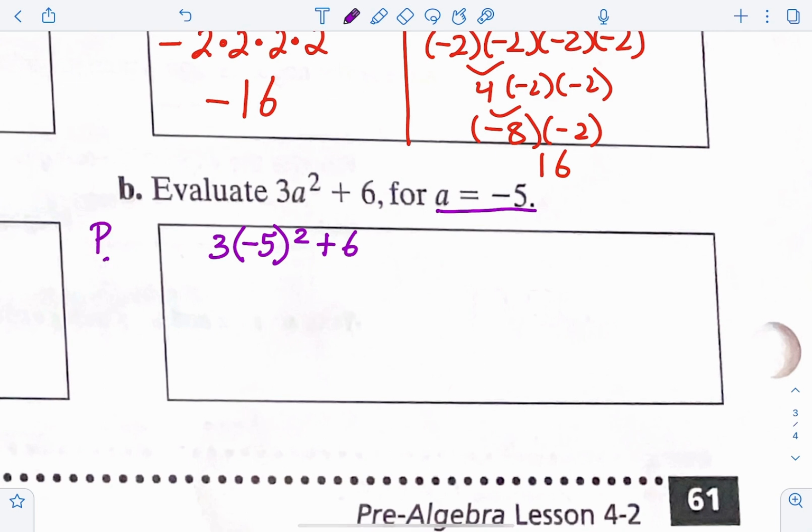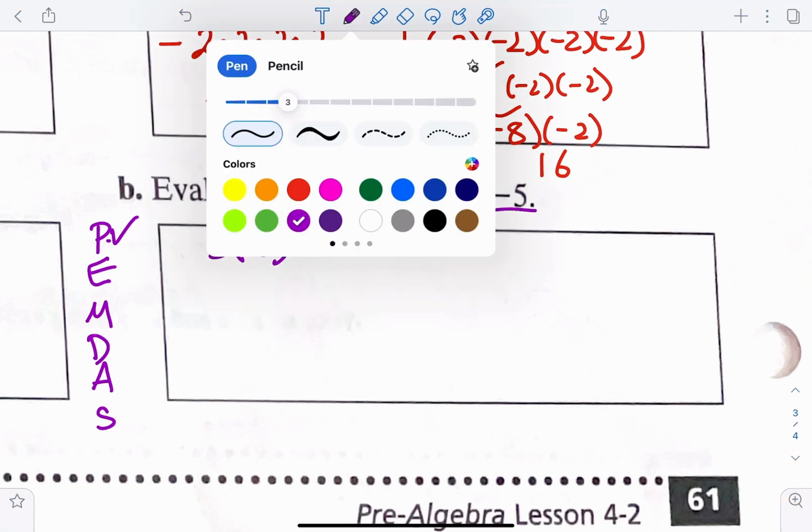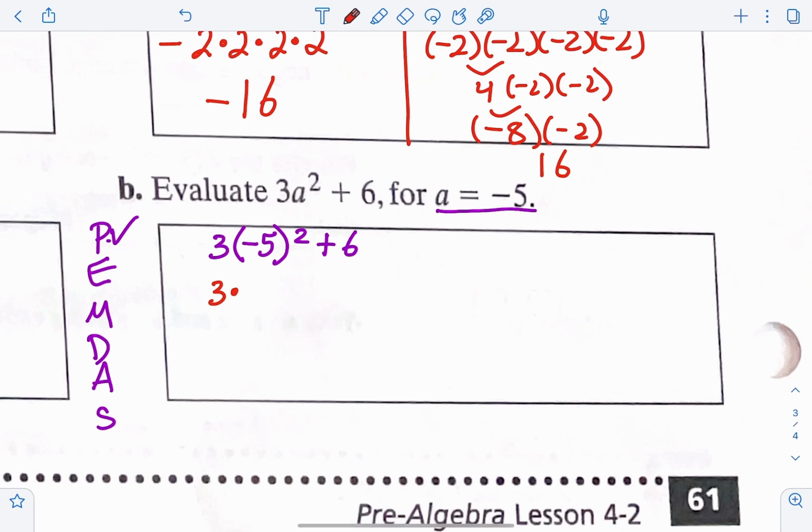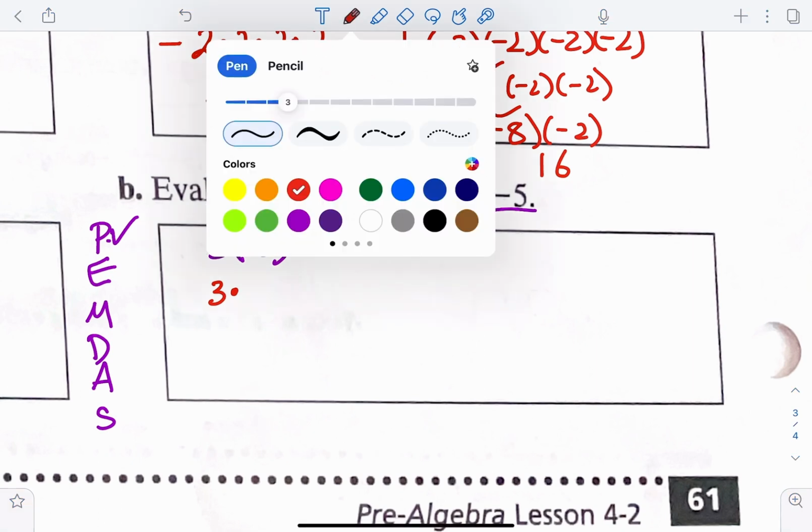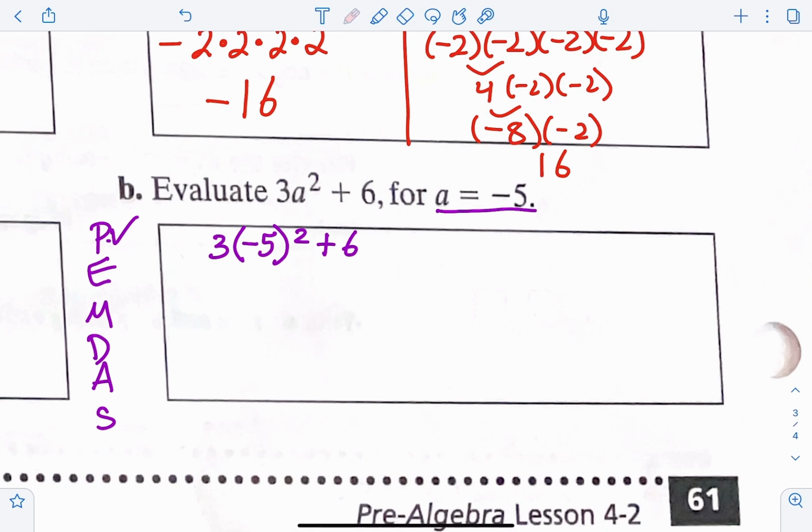All right, so looking at our PEMDAS, we have no actions happening within the parentheses, so we don't need to worry about that. So exponents is going to be our first one. So we're going to have 3 times, in purple, negative 5 times negative 5 is going to give us a positive 25 plus 6. So the only thing we changed was that negative 5 to the 2, and we did negative 5 times negative 5, which is 25. All right, so we're done with exponents.